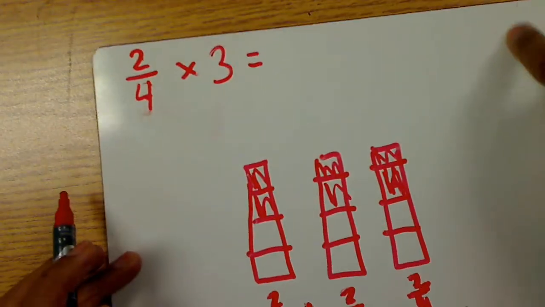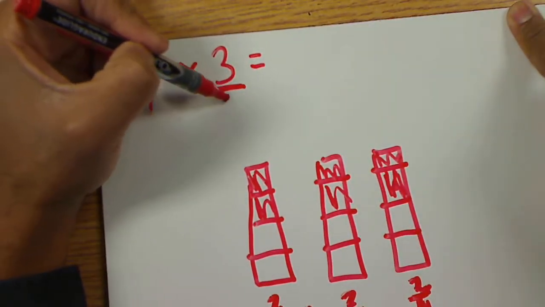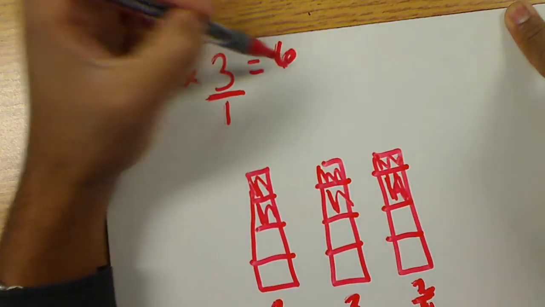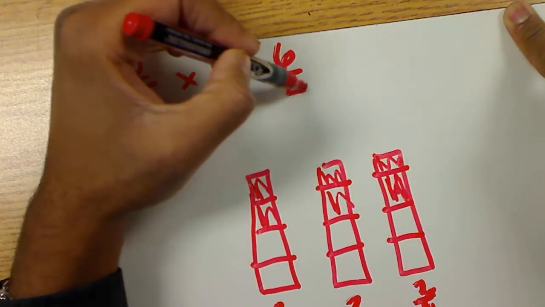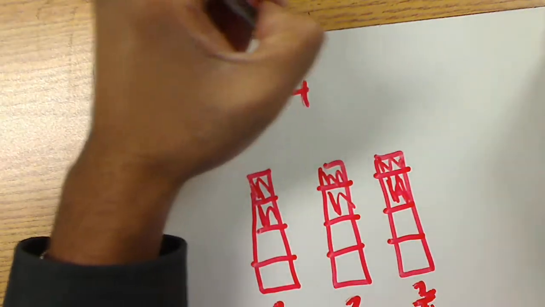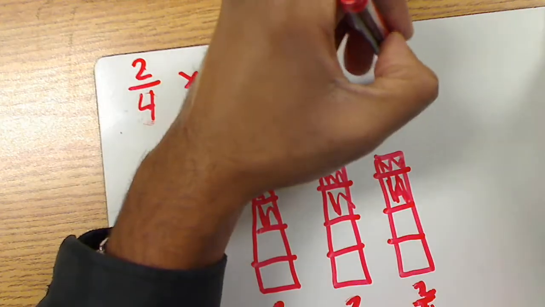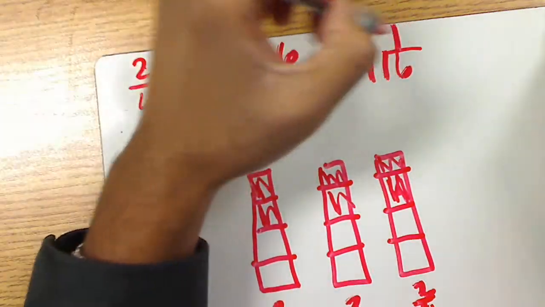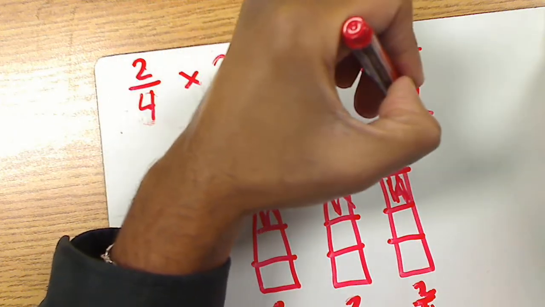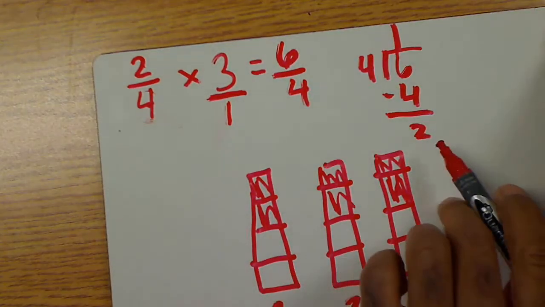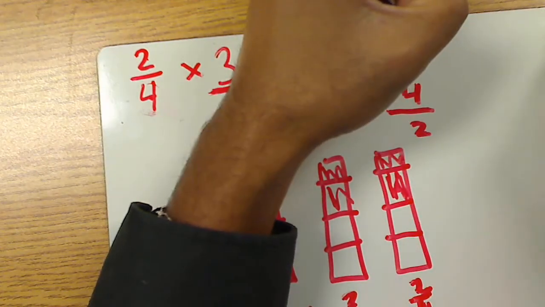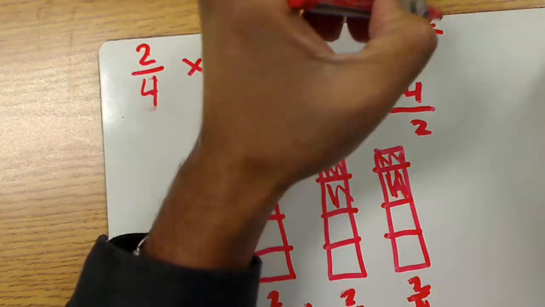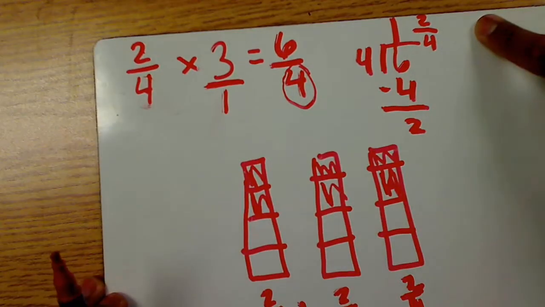Let's say I did the math. Remember, you put the 3 over 1, because it's a whole number, and then you multiply across. 2 times 3 is 6. 4 times 1 is 4. Again, improper fraction, so I do top dog in the house. 4 goes into 6 one time. 1 times 4 is 4. Subtract, you have 2 left over. Remember, my leftover now becomes my numerator, and my original denominator, 4, stays the same. See, 1 and 2/4.